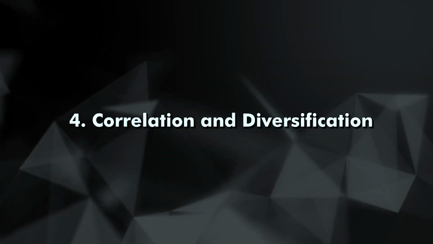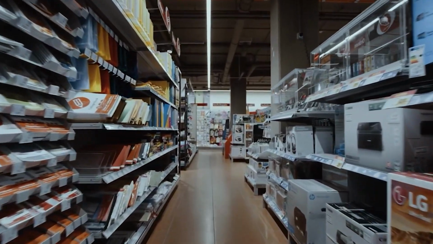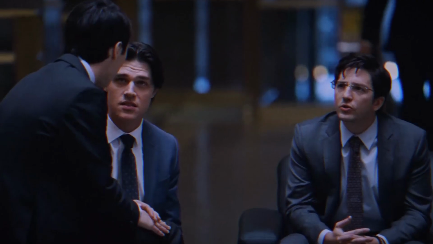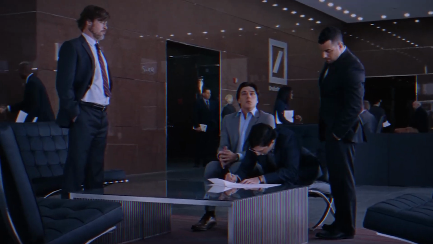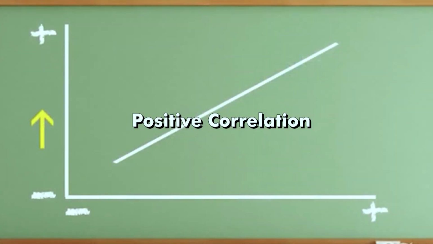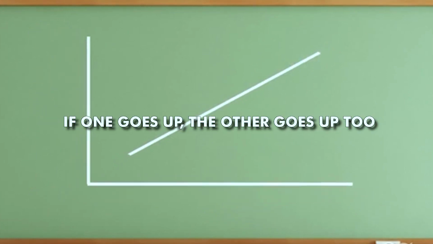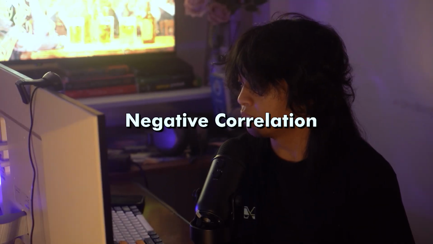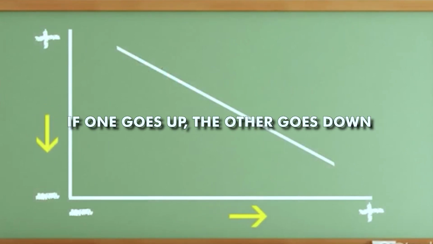Next is correlation and diversification. Correlation is key to understanding diversification in portfolio management. Correlation measures how two assets move in relation to each other. With positive correlation, the assets move in the same direction. For example, if one goes up, the other goes up too. With negative correlation, the assets move in opposite directions. Like if one goes up, the other goes down.